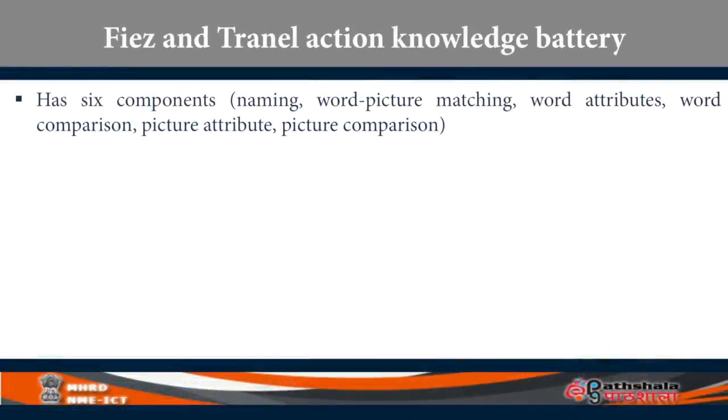Here I would like to mention a battery developed as early as 1997, by two researchers called Fries and Tranel. It's called the Fries and Tranel Action Knowledge Battery. This battery has 6 components: naming, word picture matching, word attributes, word comparison, picture attributes, and picture comparison.